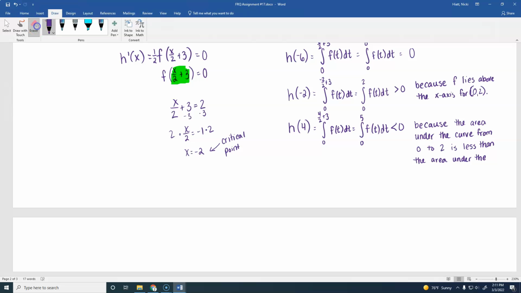And really, I see what you're saying right here. If you want to avoid that under-over sort of issue for that second part, you could say between the curve and the x-axis from 2 to 5.